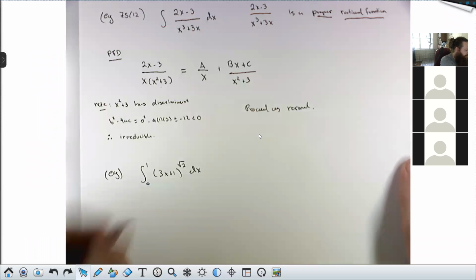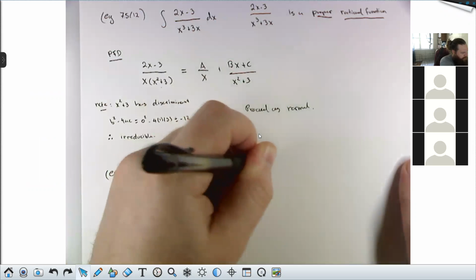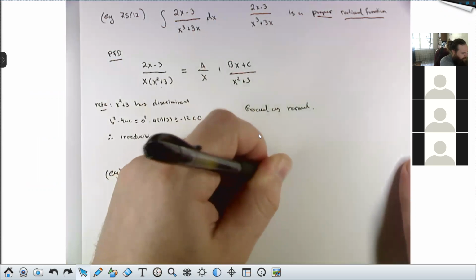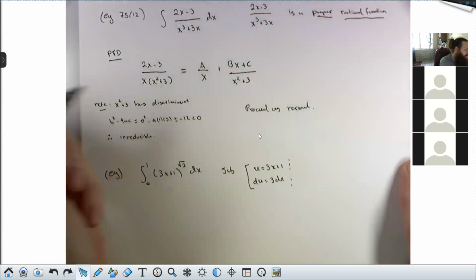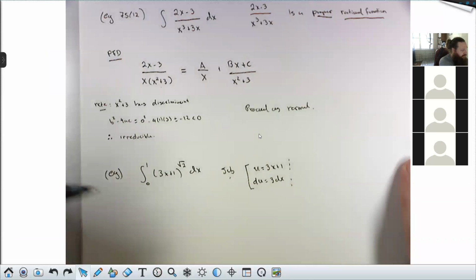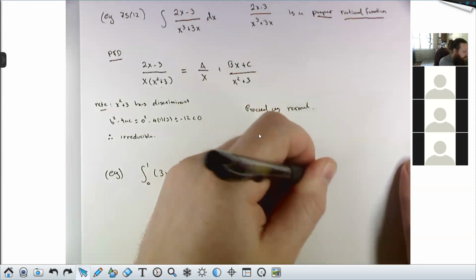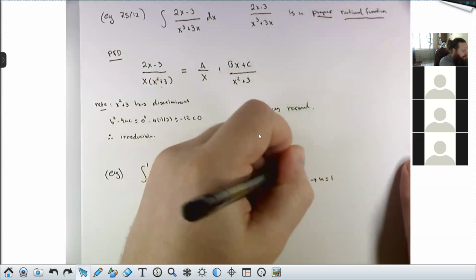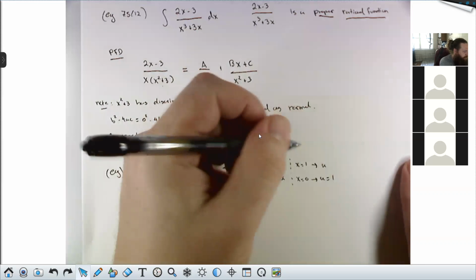Here we would sub u equals 3x plus 1, because then du is just 3 dx. That's not bad. The other thing we need to do is change our bounds. Remember, anytime you make a substitution in a definite integral, you must change your bounds. When x is equal to 0, u is equal to 3 times 0 plus 1, which is 1. And when x is equal to 1, u is equal to 3 times 1 plus 1, which is 4.